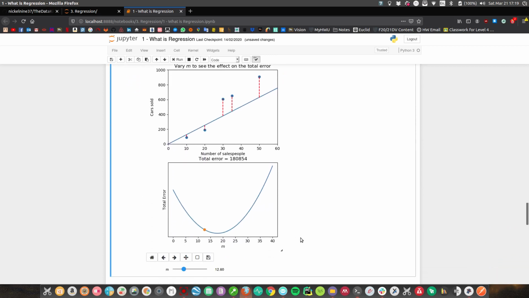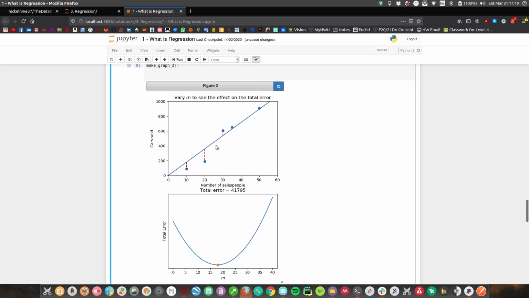And the idea is that we want to select the value of m that gets us right to the bottom of this curve. So I'll see if I can get it perfectly to the bottom, something like that. And you can see up here, that's a pretty good fit, right? That's basically going to minimize all of the differences between our observation and our prediction.